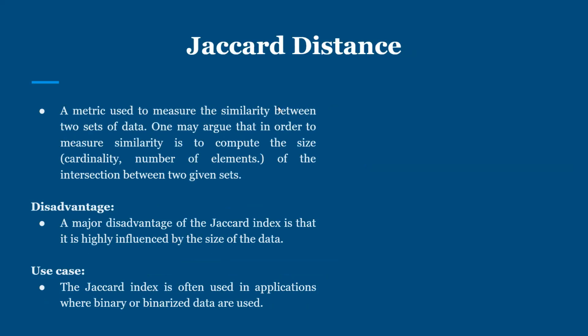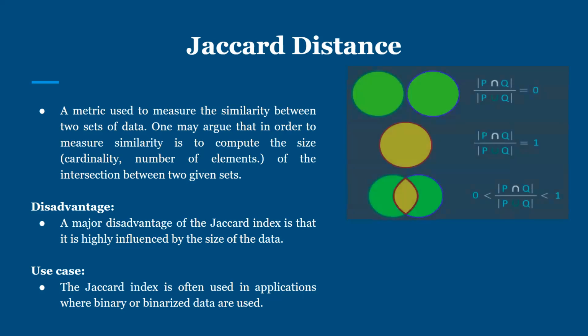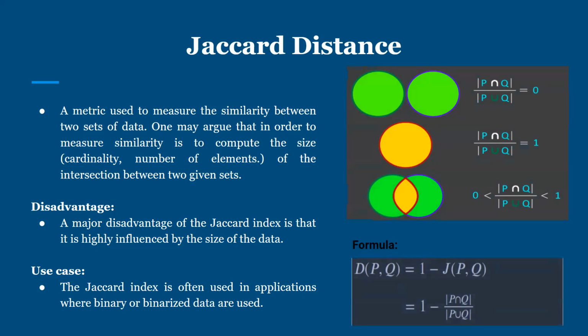Coming to the Jaccard distance, the Jaccard index or intersection over union is a metric used to calculate the similarity and diversity of sample sets. The Jaccard coefficient measures similarity between finite sample sets and is defined as the size of the intersection divided by the size of the union of the sample sets.